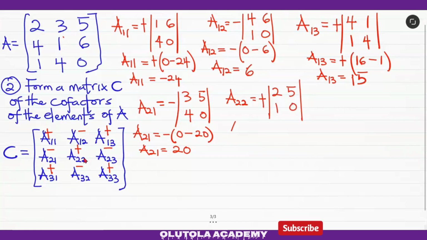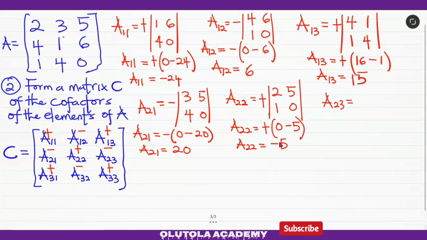That will be A22 equals positive 0 minus 5. I got that by multiplying 2 by 0 gives 0, then 1 by 5 gives 5. So we have A22 to be negative 5. So plus times minus 5 will give us minus 5. So we are almost there now. We are left with A23 and the last row.